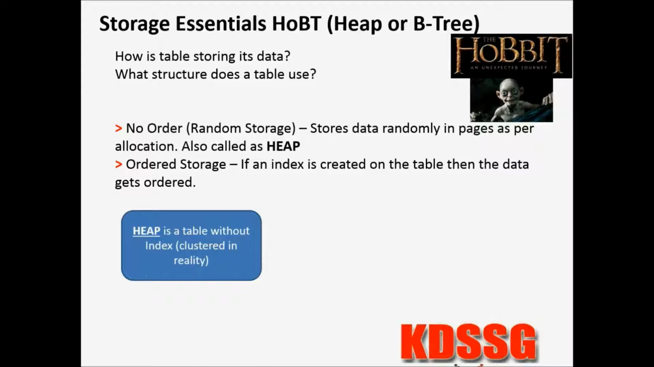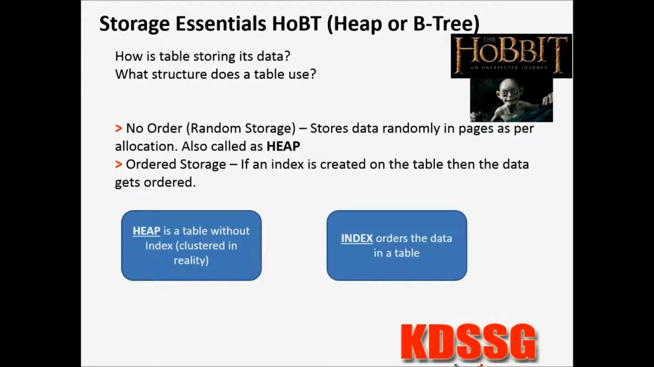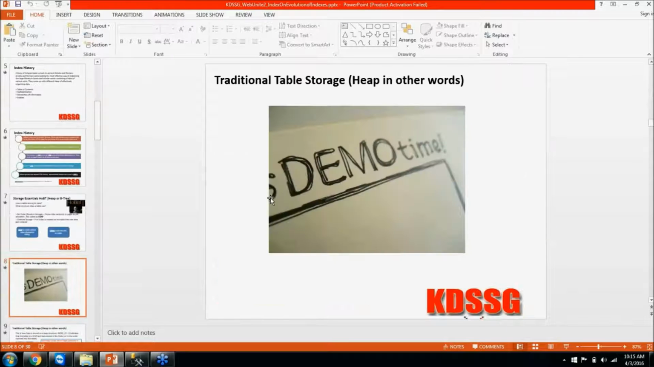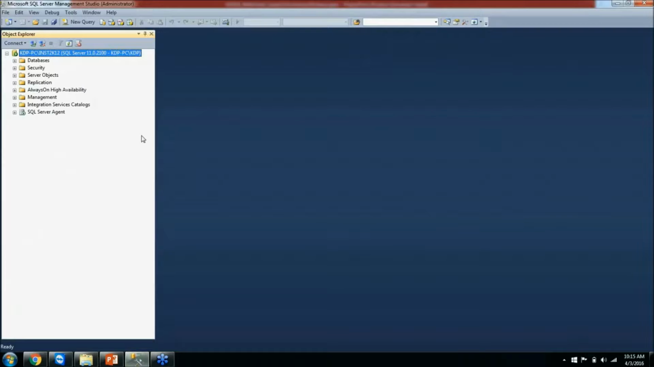Just to quickly summarize: a heap is a table without an index, or some people call it a clustered index in reality. An index would ideally order the data in a table. These are two important words, and they will drive our discussion going forward. The first thing I want to do is start my session with a demo, and then we will come back to the slides and talk a little more later. So if you are fine, I will move my presentation towards the demo.